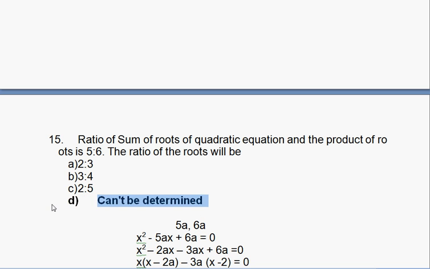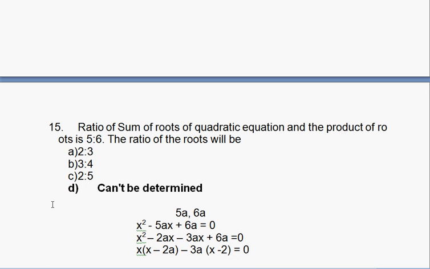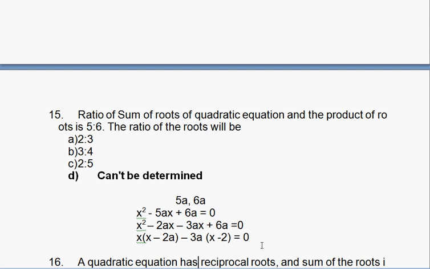So perhaps we cannot determine the ratio of the roots. So it has to be cannot be determined, right? Because we cannot find the roots and hence we cannot determine the ratio of the roots. We cannot find the roots even in terms of a, right? Had it been a square, or had it been a different question, we could have been able to find roots in terms of a, right? Or we could have been able to find the ratio of the roots, but in this case we cannot. So our answer would be cannot be determined.